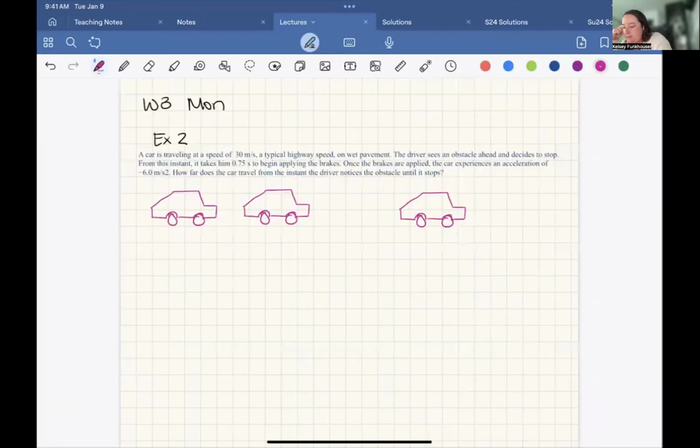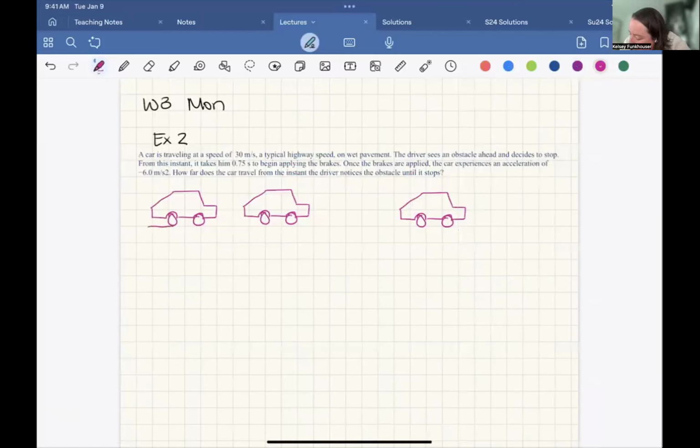A car is traveling at a speed of 30 meters per second, a typical highway speed on wet pavement. The driver sees an obstacle ahead and decides to stop. From this instant, it takes him 0.75 seconds to begin applying the brakes. Once the brakes are applied, the car experiences an acceleration of negative 6 meters per second squared. How far does the car travel from the instant the driver notices the obstacle until it stops?